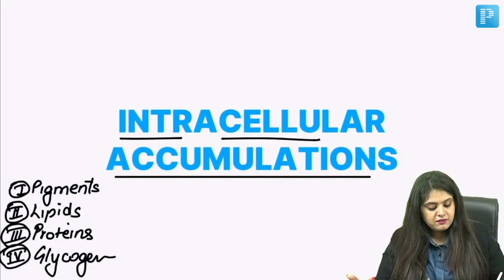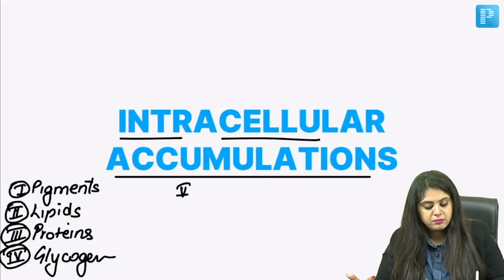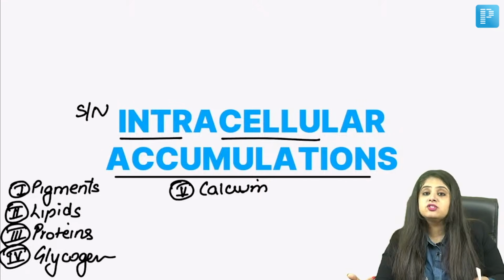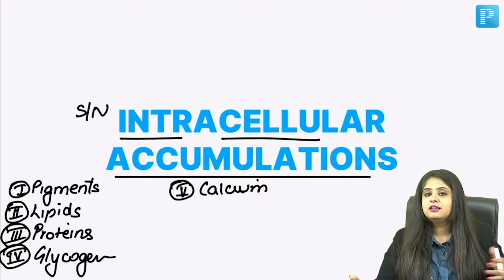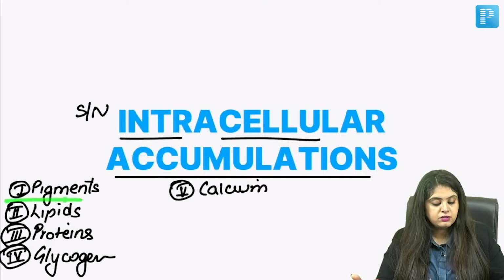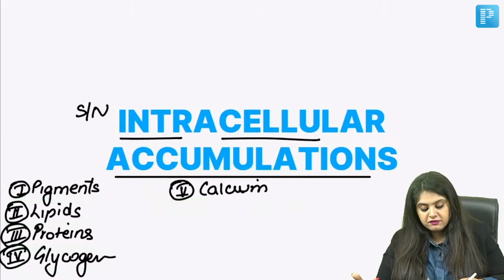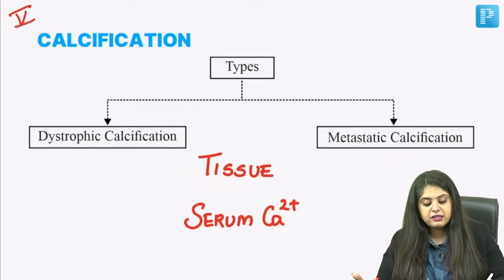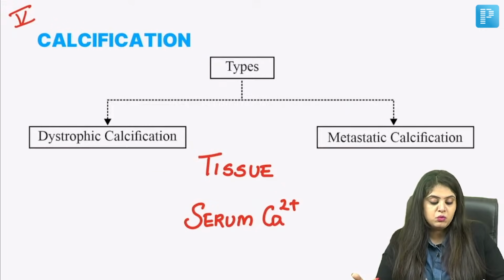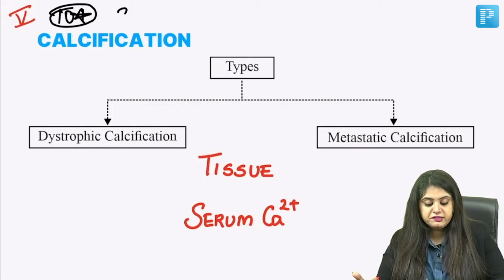The last one that we have: what if calcium gets deposited? You realize that if I get a short note on intracellular accumulations, I have so much material to write, but you will not get a short note like that. You get short notes on individual things. And the last short note that you get is, what if calcium gets deposited? Of course that is known as calcification. It is the favorite question of university exams.